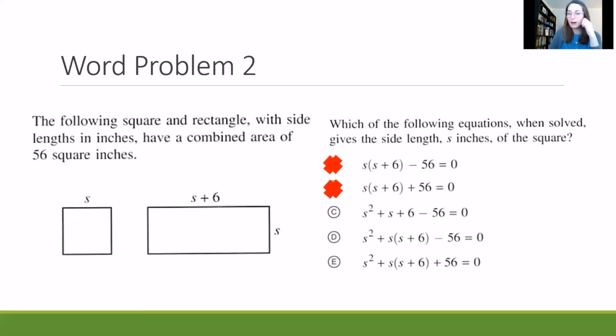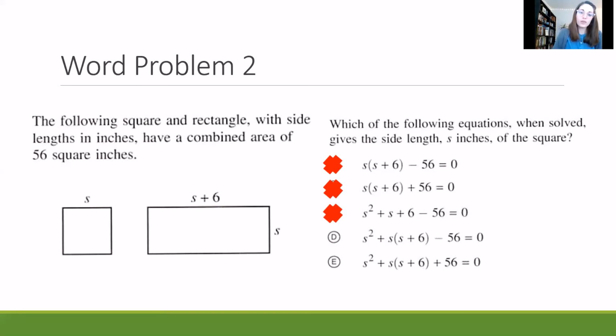So when I look at my options and I see 2 that don't have S squared on them, I'm going to cross those off. So now we've already narrowed it down to 3. Now, my rectangle, I'm going to need to multiply the length and width. So I'm going to need to multiply S and S plus 6. Now, when I look at my options, I see 2 of them that include that, S times S plus 6, but 1 that does not. So now I've narrowed it down to 2 options.